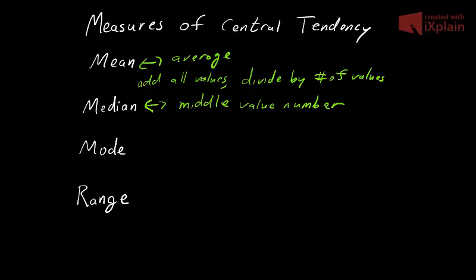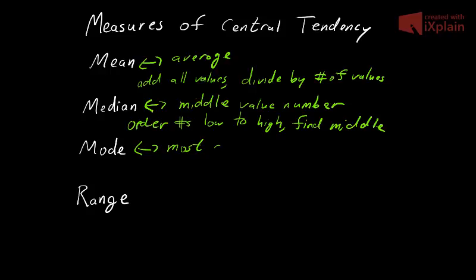So to find this, we order our numbers, order numbers low to high, and then find the middle one. Pretty self-explanatory. The mode is going to be our most occurring number, and our most occurring number we find by seeing which number repeats the most. So this one, we just kind of look for it.